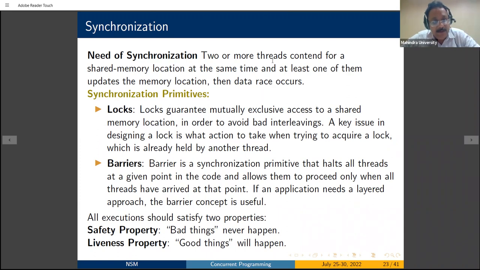In a shared memory environment, two or more threads contend for a shared memory location at the same time, and at least one of them updates the memory location. That means other threads may read the previous data, or invalid data. Because of that, we get this data race problem. That means two different threads may observe different values at the same point of time. Usually that should not happen.